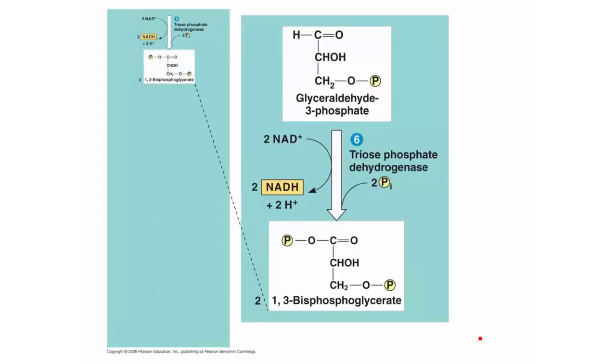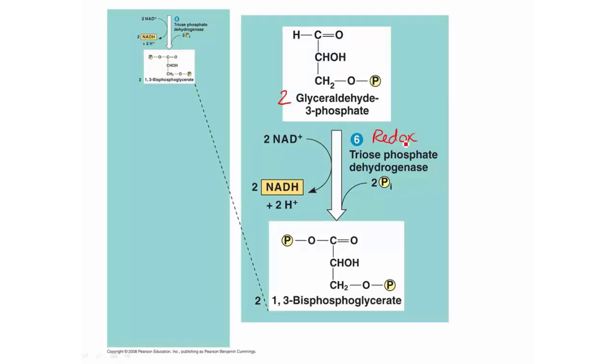Okay, so here we have the energy payoff phase. We're going to take our 2 glyceraldehyde 3-phosphates that we have. We do have 2 of them per 1 glucose that we started with. And we're going to begin with a redox reaction. In this redox reaction, the NAD plus is going to oxidize the glyceraldehyde 3-phosphate, and then we do end up getting 2 NADHs. This is a redox step.